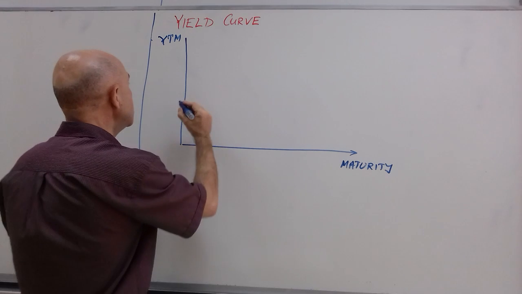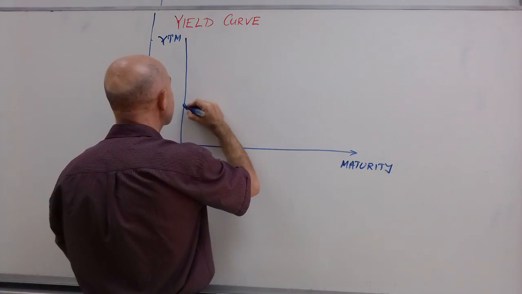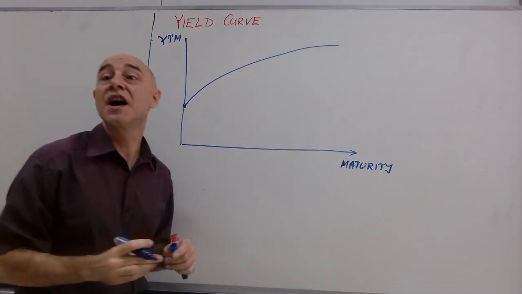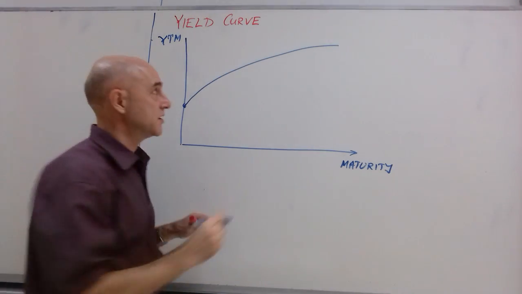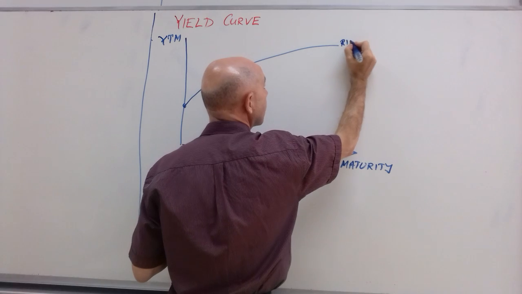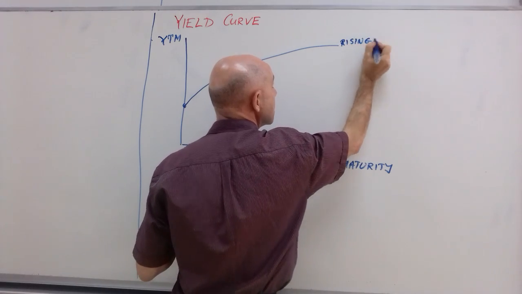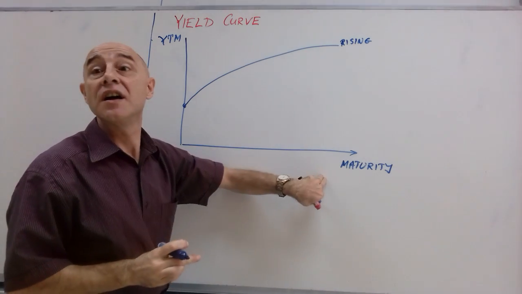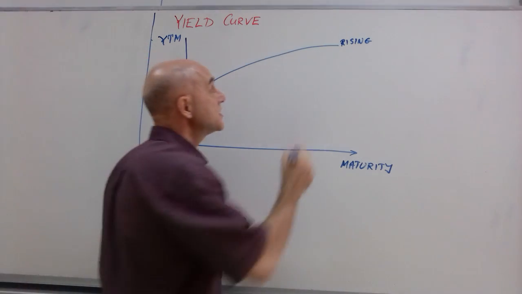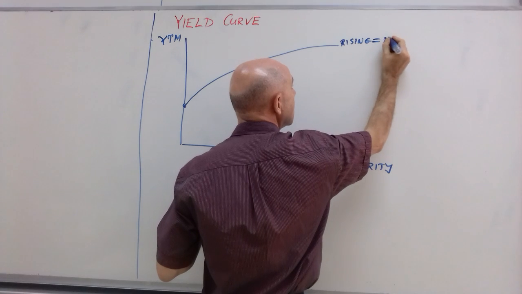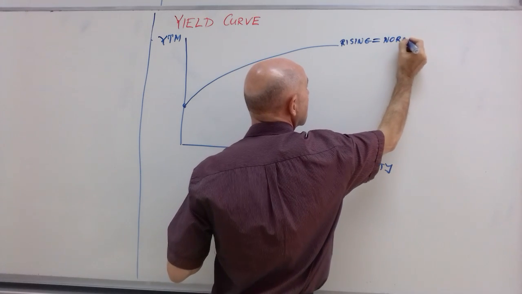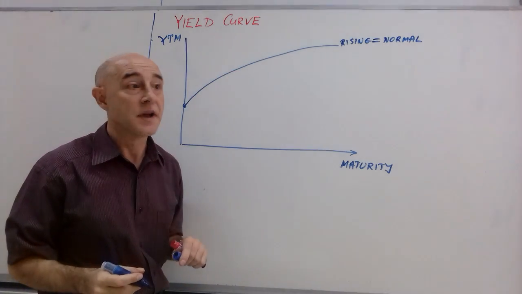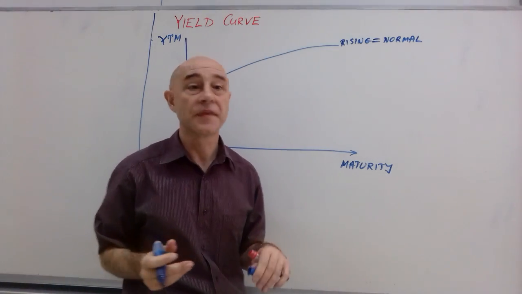And usually, but not always, yield curve is rising. Meaning yield to maturities increase with maturity itself. This yield curve we call normal. It happens most of the time.